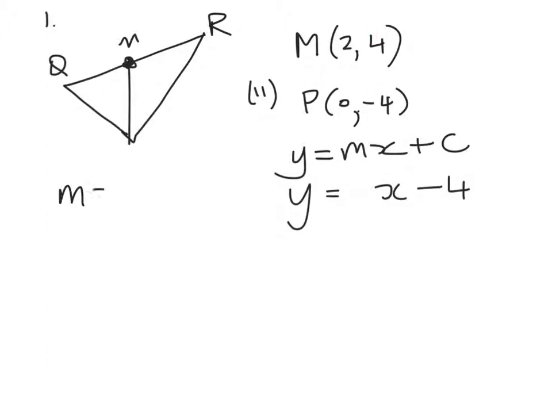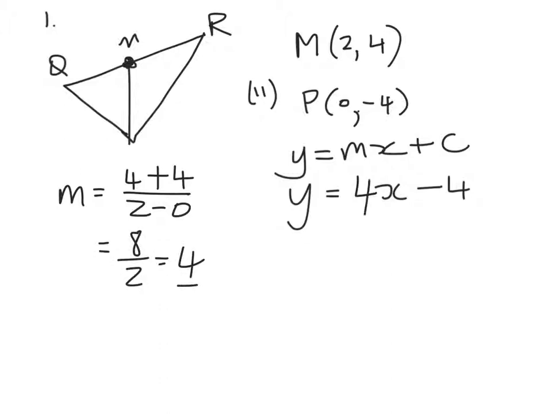So the gradient would be 4 take away -4 over 2 take away 0, 8 over 2, which is 4. So the equation for part A is y equals 4x take away 4. Now you can arrive at the same answer if you'd done y minus b equals m(x minus a). Using the same gradient, using the point M or P, you should get the same answer as here.